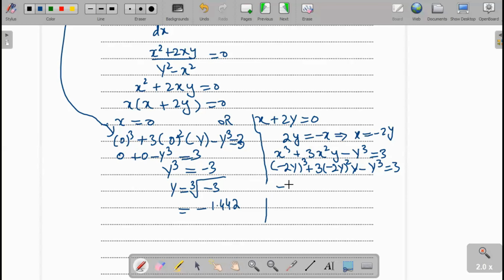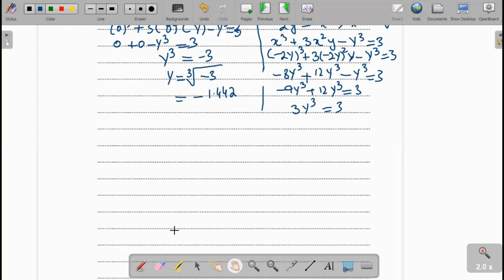Now we can write minus 8y cubed plus (4 times 3 is 12) 12y cubed minus y cubed equals 2. And that becomes minus 8 minus 1 plus 12, that is 3y cubed equals 2. Now y cubed will be equal to 1.